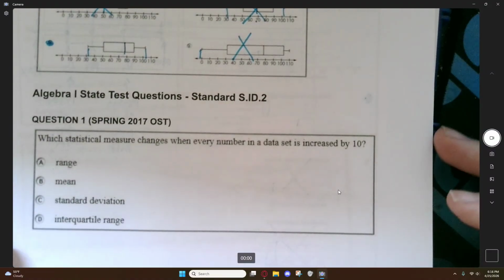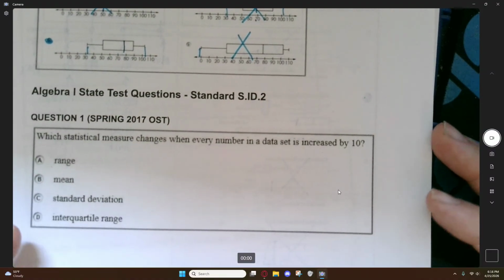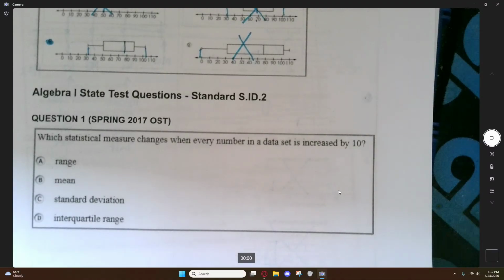Question 1 from the Spring 2017 OST. What statistical measure changes when every number in a data set is increased by 10? So we have the range, we have the mean, we have the standard deviation, we have the interquartile range.